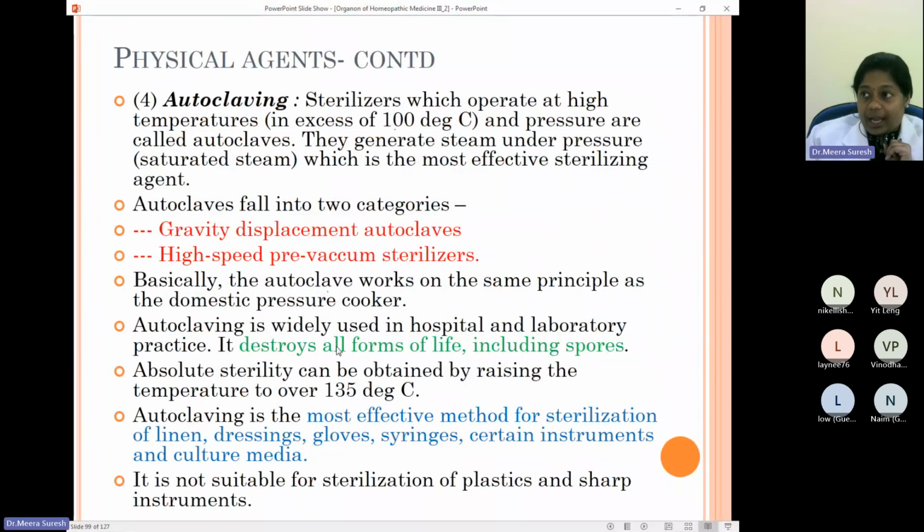Autoclaving is widely used. So high temperature, high pressure, the Indian pressure cooker. What they mean is that we cover the pressure cooker with a very tight lid, and there is no possibility for the air to get inside. So when we are keeping it on the stove, because of the heat from down, the vapor will be formed, and this vapor is not getting evaporated. There is no way for the vapor to get evaporated.